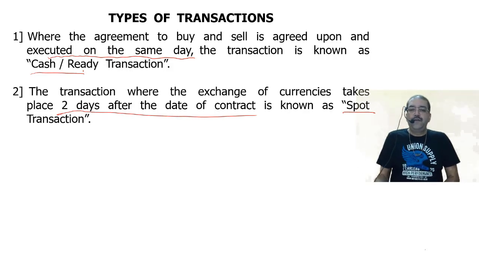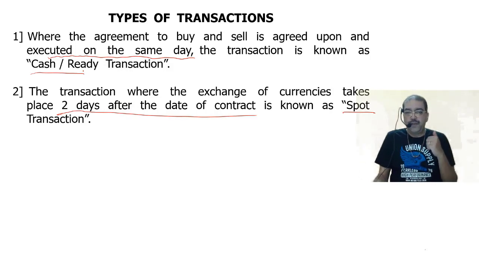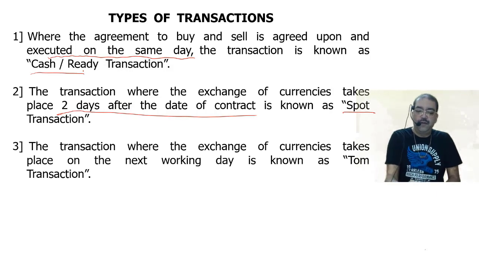Then third one is when the transaction or the exchange of currencies takes place on the next working day. So if I enter into a transaction on Monday, it is executed on Tuesday, next working day. If I enter into a transaction on, let us say, Saturday, Sunday is closed, banks are closed, financial institutions are closed. So if I enter into a transaction on Saturday, then it is executed on Monday, next working day. Or Sunday and Monday both are holidays, so it is executed on Tuesday, the next working day. Then it is known as a TOM transaction.